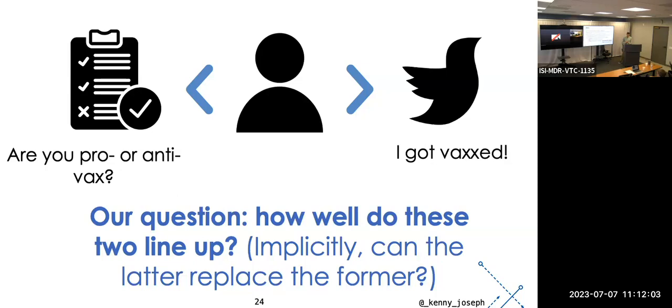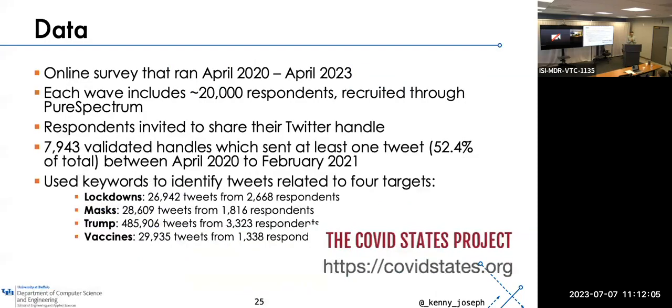Okay. So how are we going to do that? We're going to use data from the COVID States project. This is a very large survey project that happened during COVID, and actually just ended, I think, a couple months ago. The key for our project is they got asked a bunch of questions about how they feel about a whole bunch of things, many of which were COVID related.